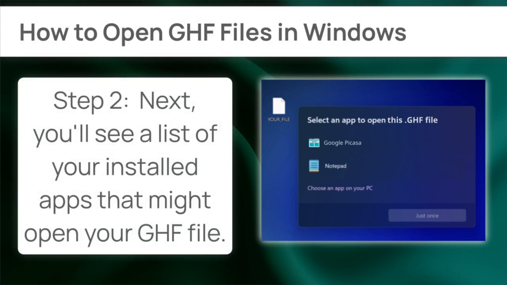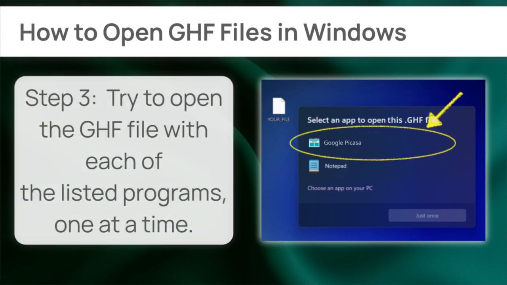Right-click the GHF file and hit Open With. Use Google Picasa if installed. If not, choose another program. We must confirm the handler.